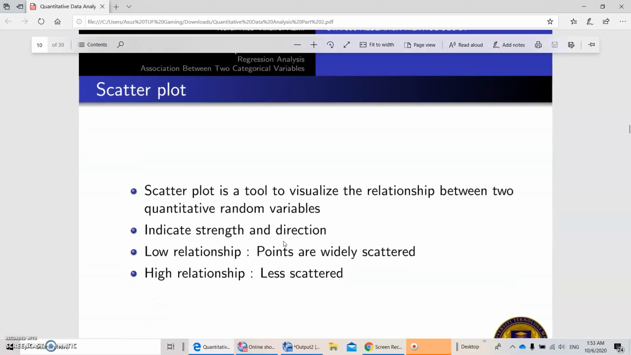Okay, and then you can support the analysis by using the scatter plot. The scatter plot also indicates the strength and the direction. There is a low relationship if the points in the scatter plot are widely scattered, and a high relationship if the points are less scattered.